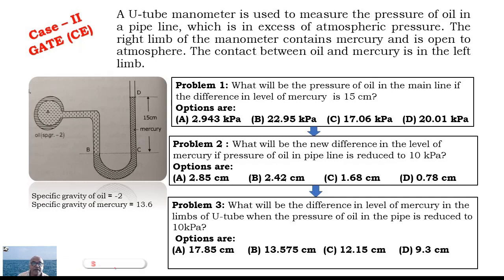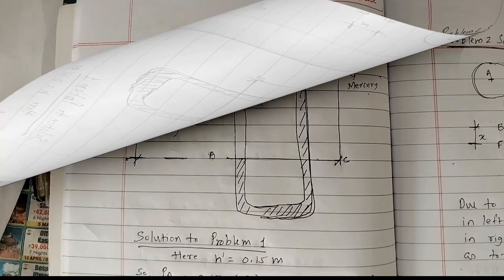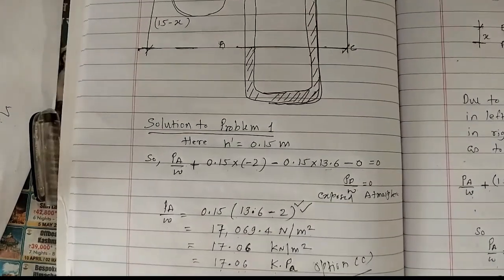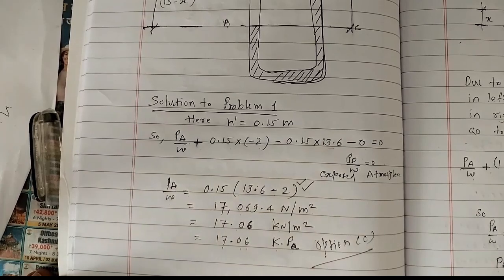So this is the problem asked in the GATE examination. Now in this problem, the specific gravity of oil is given as 0.8 and the specific gravity of mercury is 13.6. So we'll go for the solution for this particular problem. So this is the arrangement. So here, solution to the problem, here h dash is equal to 0.15 meter.